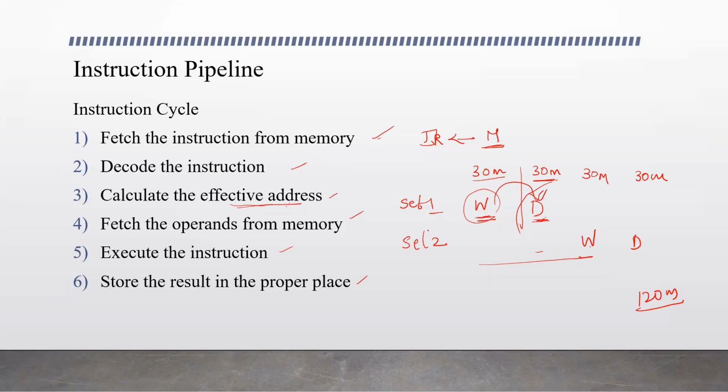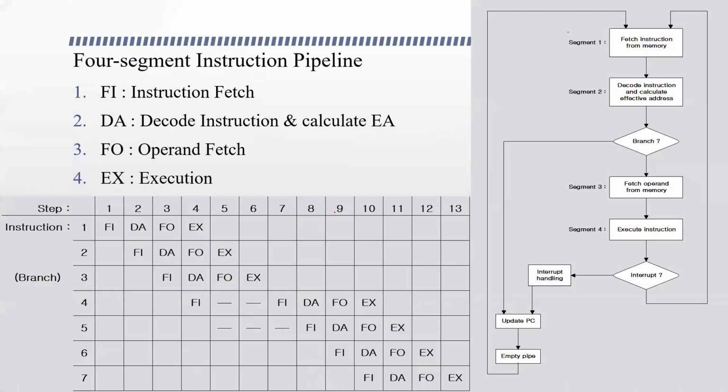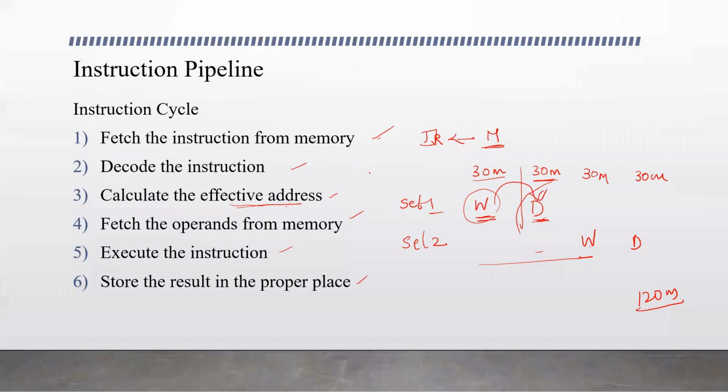So I just gave an example here to understand how performing the jobs parallelly, when the unit is available, reduces the time or speeds up the process. Coming to this instruction cycle, they have divided it into 6 phases. Now, to make this process easier, let's consider a 4-segment instruction pipeline. We have divided it into 6 operations.